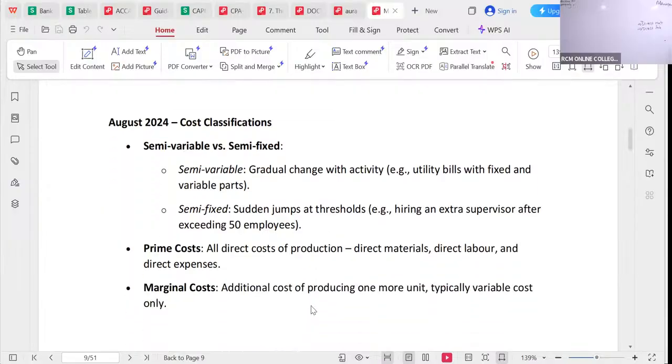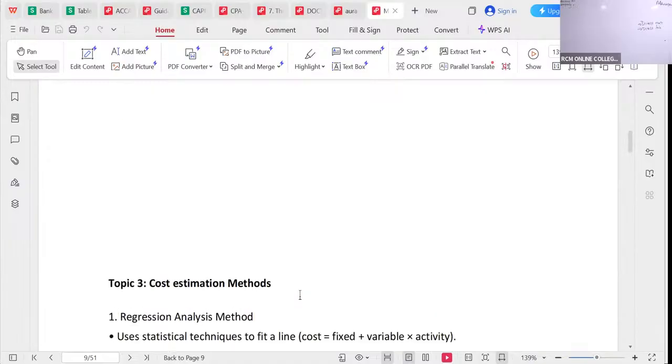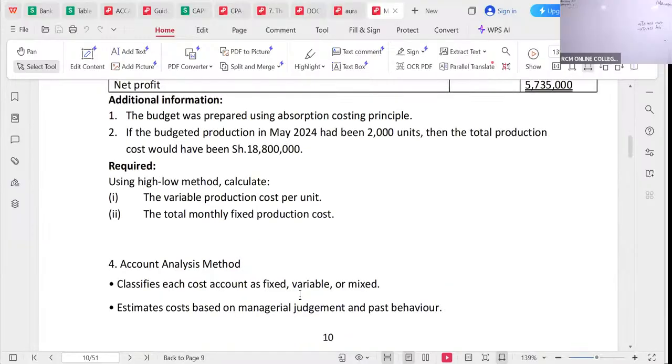Then we have marginal cost, and I define this for you. Additional cost of producing one what? One more unit. One more unit. I won't add more English, that is enough. So then we go to topic number 3.